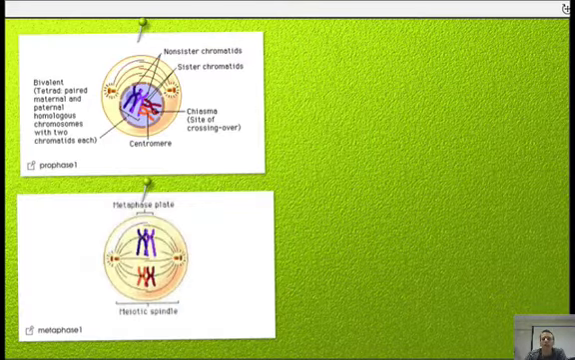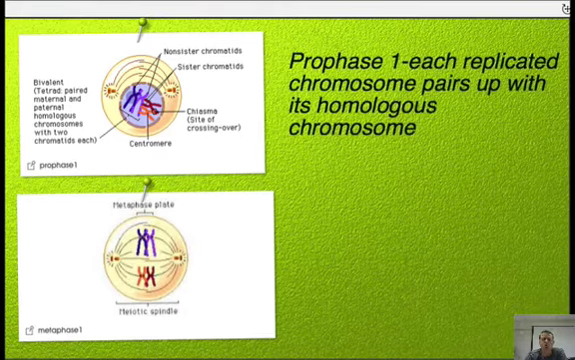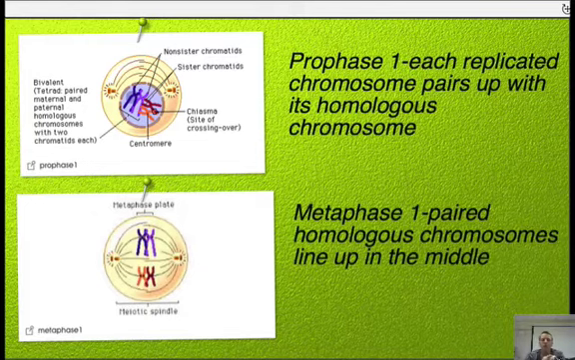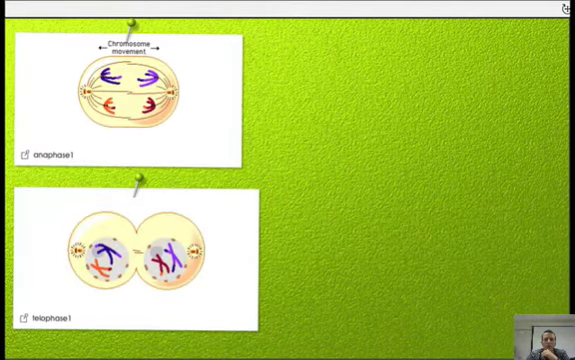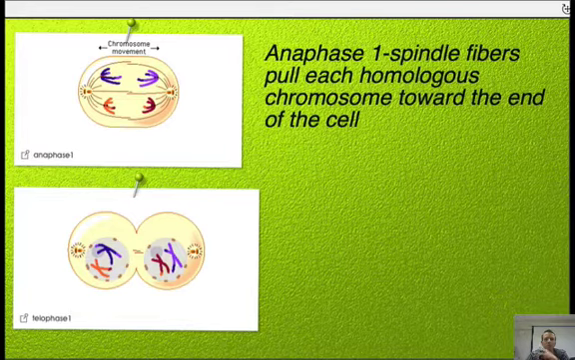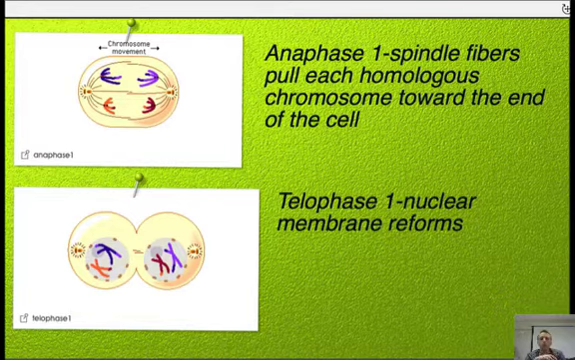We're looking at prophase 1 and metaphase 1 here. Remember, in prophase 1, each replicated chromosome pairs up with its homologous chromosome. Crossing over occurs during prophase 1, as you can see here, where the dad chromosome is crossing over with the mother chromosome. During metaphase 1, remember, meta for middle, paired homologous chromosomes line up in the middle of the cell. Now moving on to anaphase 1. In anaphase 1, the spindle fibers pull each homologous chromosome toward the ends of the cell. And then in telophase 1, nuclear membranes reform.